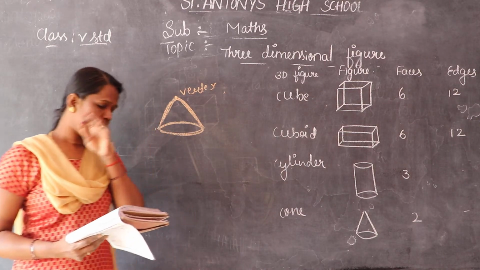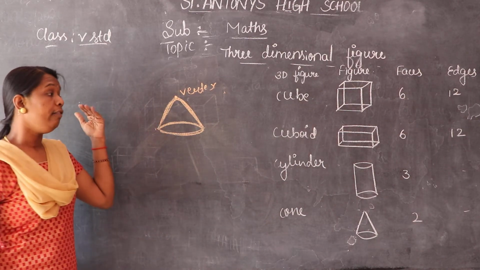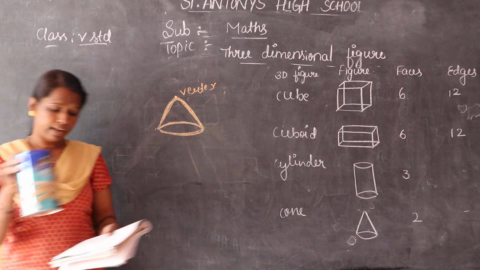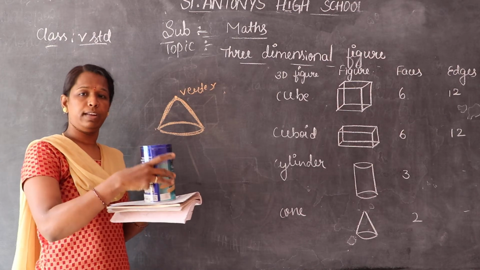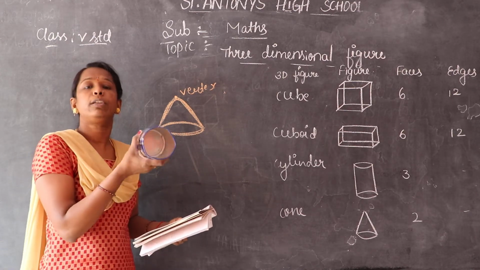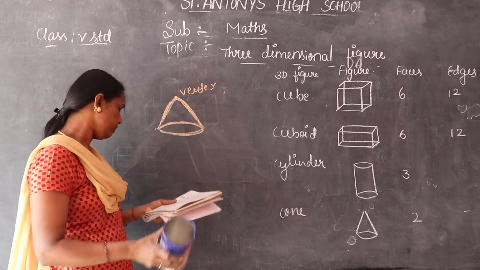Okay. This is about the cylinder. When we see the cylinder from the front, we can recognize it is in a rectangular shape. When we see it from the plan, that means from the top, we can recognize a circular face. It has a circular face.